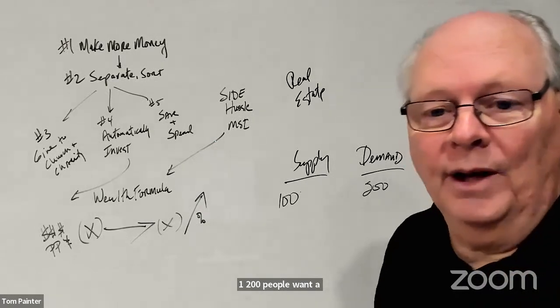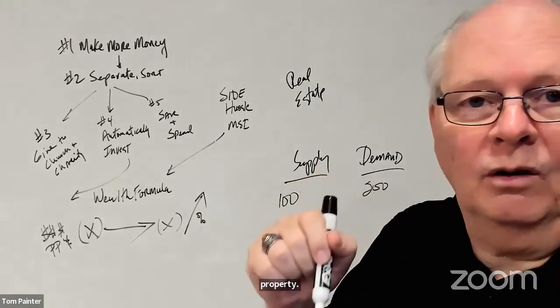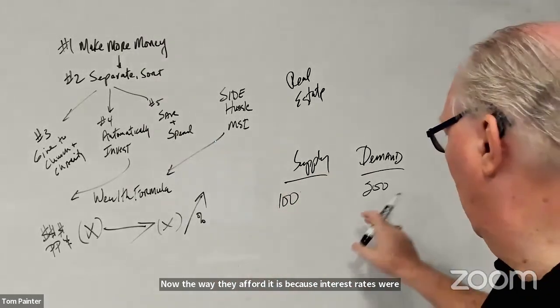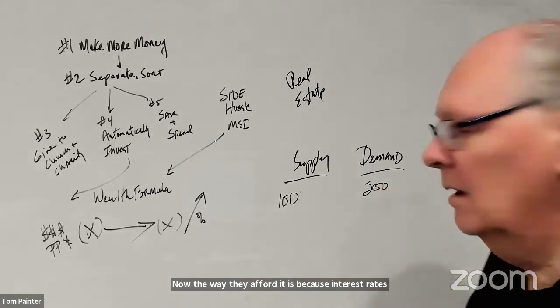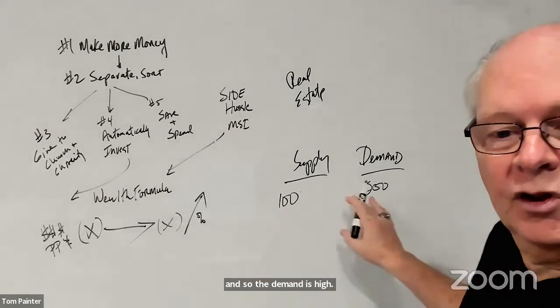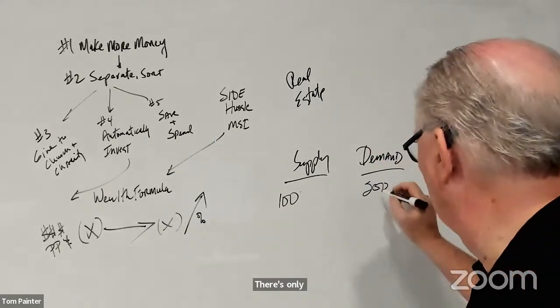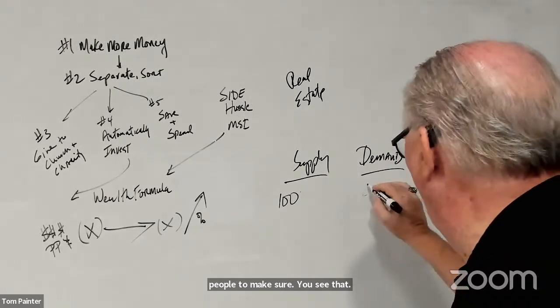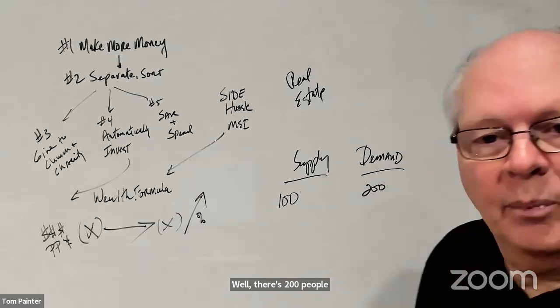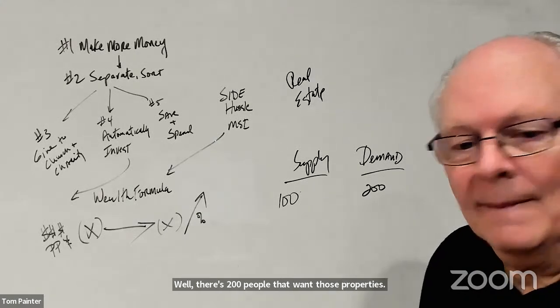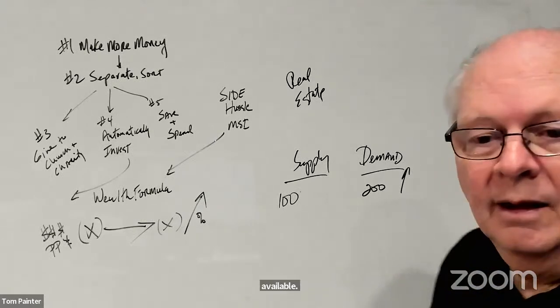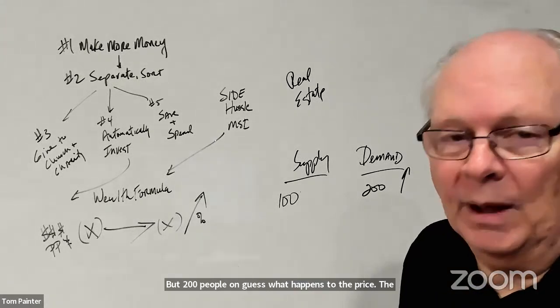Now, the way they afford it is because interest rates were low. Interest rates were low, the payments were low, and so the demand is high. There's only 100 of them available, but there's 200 people. Let me make sure that you see that well. There's 200 people that want those properties. Guess what happens to the price? There's only 100 of them available, but 200 people want them. Guess what happens to the price? The price goes up.